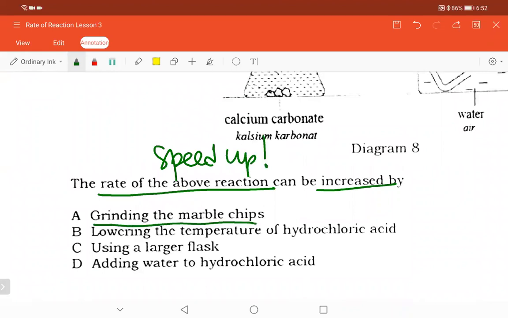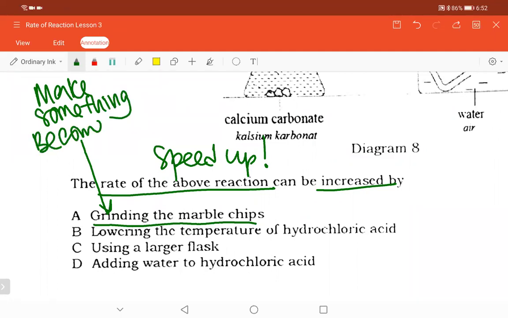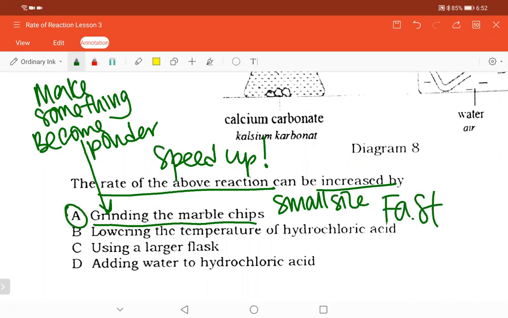A, grind the marble chip. I hope everyone knows what grind means. Grind means that we make something become powder. When we make something become powder, powder has a smaller size. So when we have a small size powder, your reaction should be fast. Answer A is correct. Look at answer B, lower the temperature. When the temperature is lower, the reaction becomes slower.